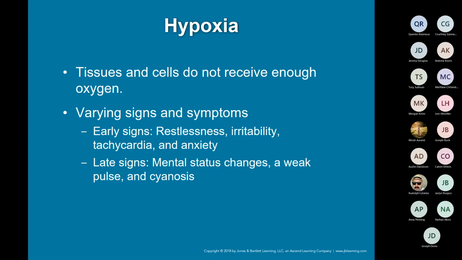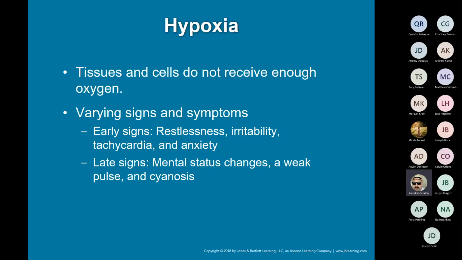Some of the late signs that we can see are mental status changes. Patients get pretty violent if they're hypoxic because their brain is starving. Weak pulse, because their heart is irritable and slows down. And then cyanosis. At the point that we start to see cyanosis in a patient, that's pretty late. Cyanosis doesn't just come on immediately.